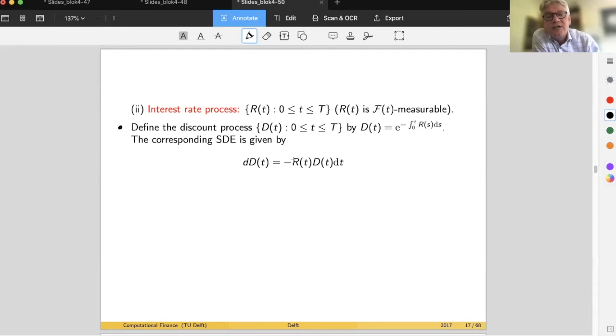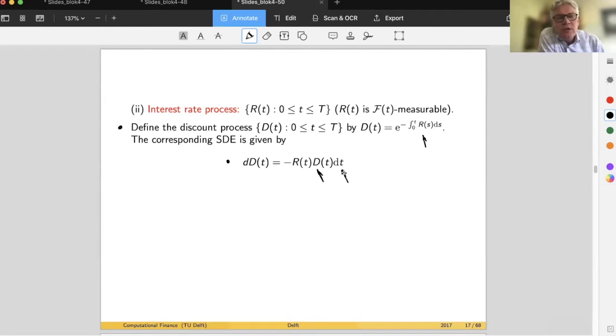But now we have this solution based on a stochastic process. So D_t is e to the power minus the integral from 0 to t of R_s ds, and the corresponding stochastic differential equation is easily found, and that is in fact dD_t equals minus R_t D_t dt. The first D is a capital D from discounting, and the second one is from the time increment. So we also have the corresponding SDE for the discounting.